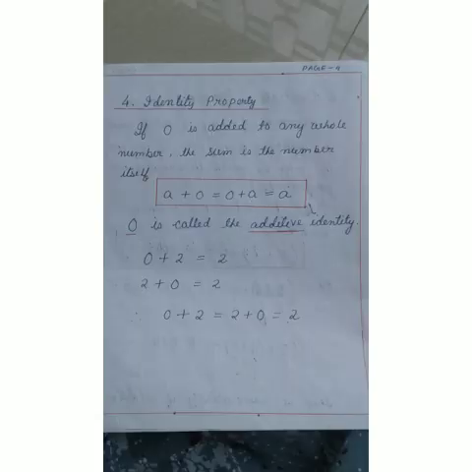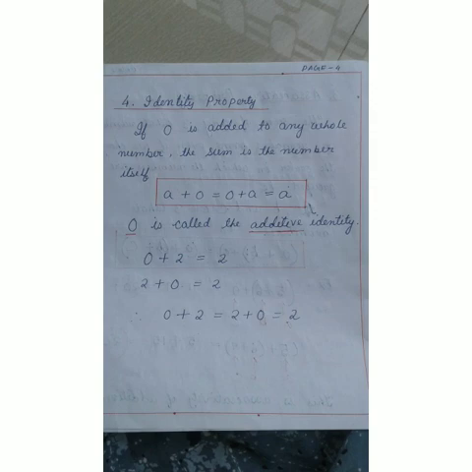Now property number 4, identity property. It is very simple. If 0 is added to a whole number, the sum is the number itself. That means if I add 0 to any number, the result is the number itself. If I add 0 to 100, it will give 100. If I add 0 to 1, it is 1, like that.